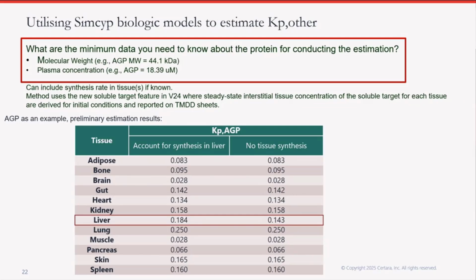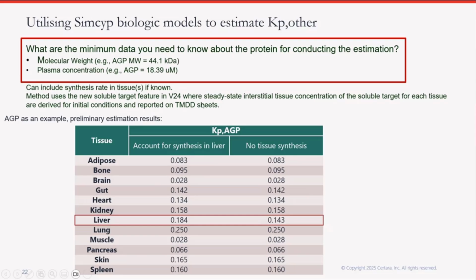So a lot of these tissue partition coefficients you can estimate. We have a way of estimating that using the Simcyp biologics model. The data you need for that is the molecular weight of the protein. We've got an example of the AGP and the plasma concentration. Also, if you have a synthesis rate, you can include that as well in a tissue or multiple tissues.